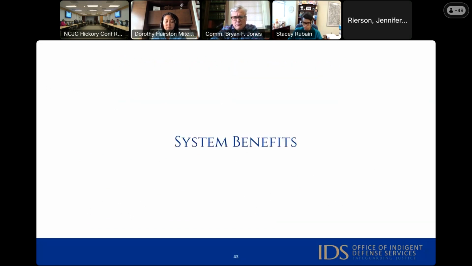We'll conclude with a look at the system benefits, starting with a look at how the system will reduce errors in fee app returns.